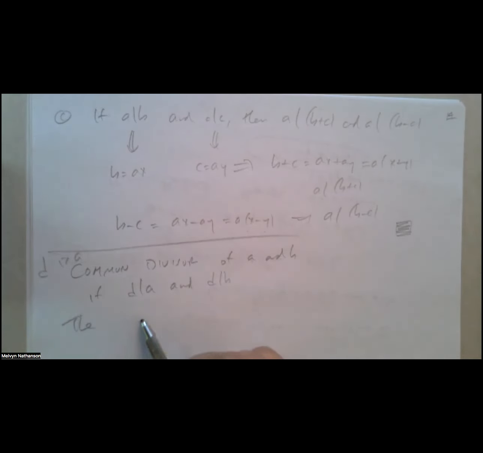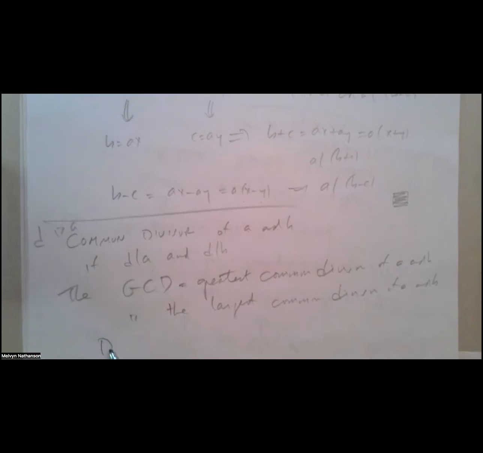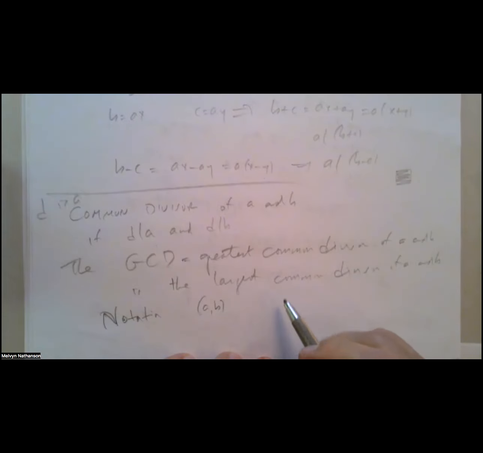And the GCD, which stands for greatest common divisor, of two integers A and B, is the largest common divisor of A and B. And the notation is A and B in parentheses. So for example, you take 6 and 22, the greatest common divisor is 2.